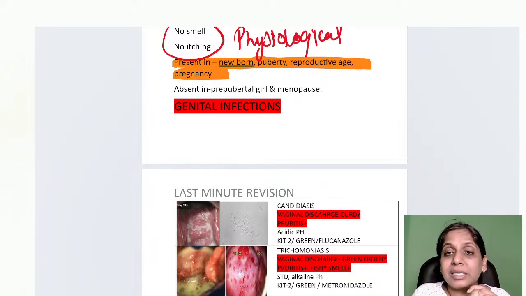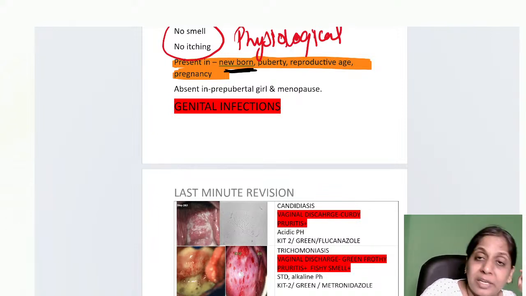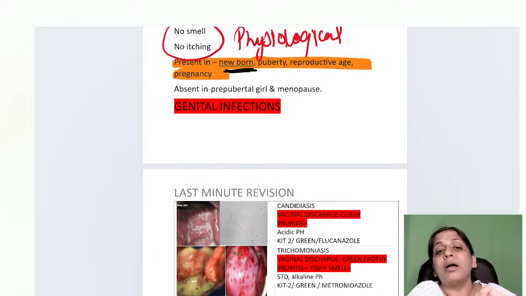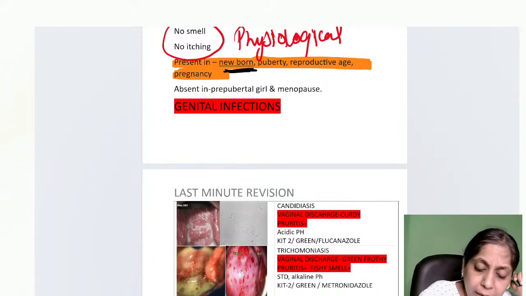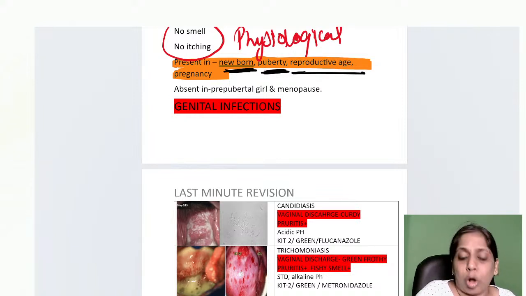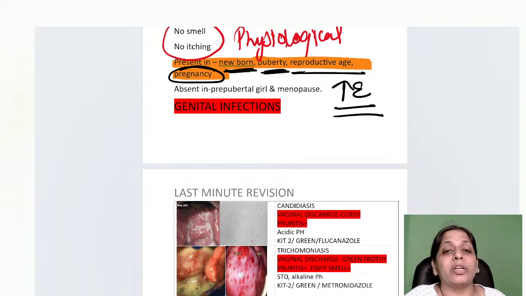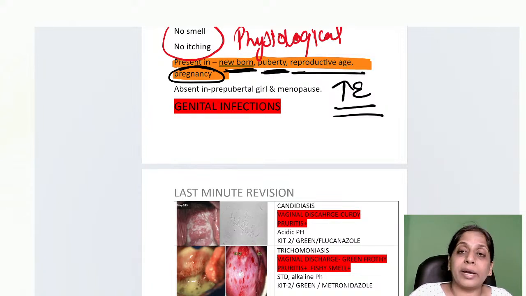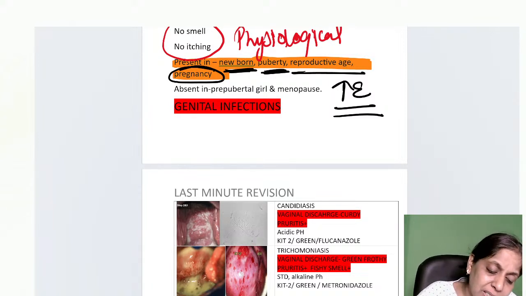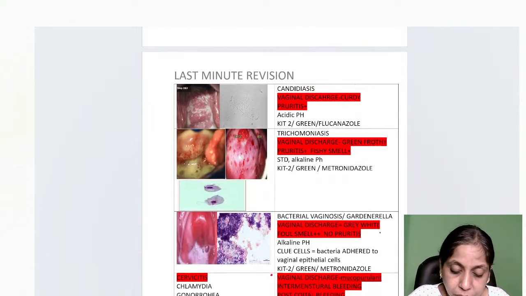It is present in the newborn under the effect of the mother's estrogen, for some days only. It is also present in puberty. It is also present in the reproductive age because estrogens are present, and it is also present in pregnancy. Rather, it is excessively present because of the increased estrogen in pregnancy. But it is absent in prepubertal girls and menopausal women.